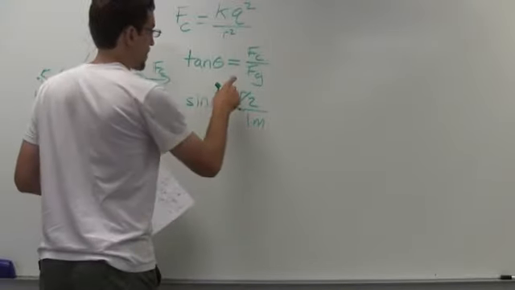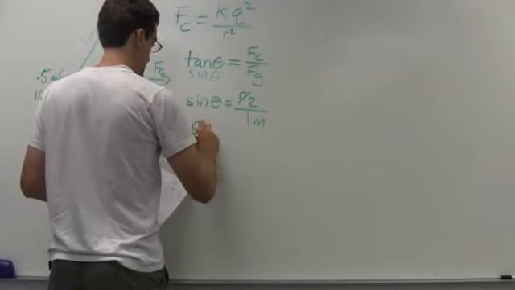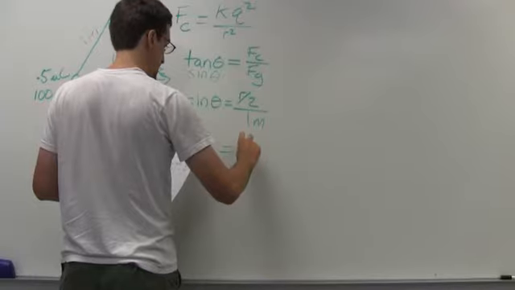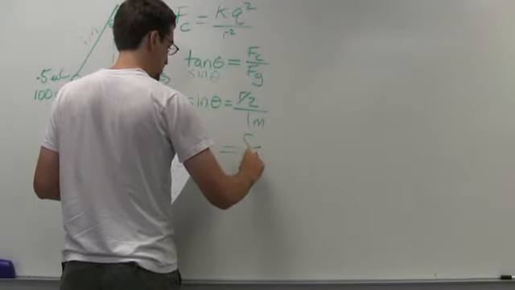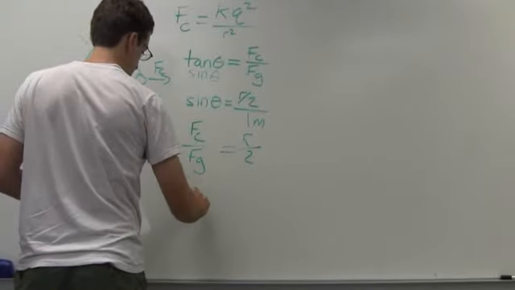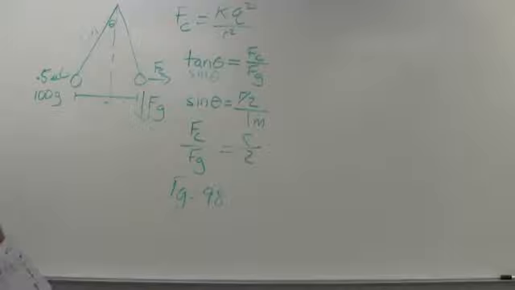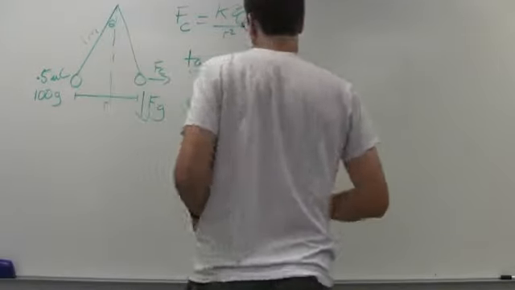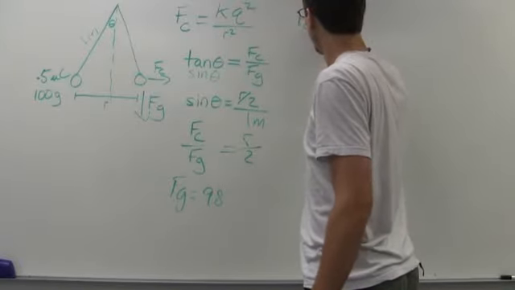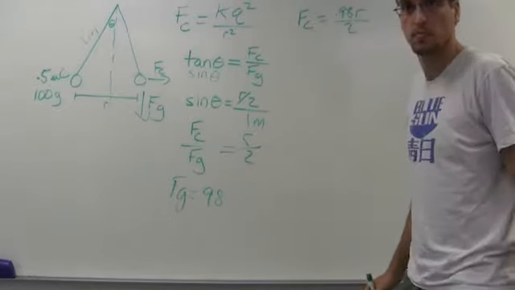So we can change this to sine theta and say then that Fc over Fg is equal to R over 2. Now we also know what Fg is. Fg is going to be pretty simple to find. It's 9.8 times 0.1 kilogram, which is 0.98. So now we can solve for Fc. Fc is going to be 0.98 R over 2. Okay?